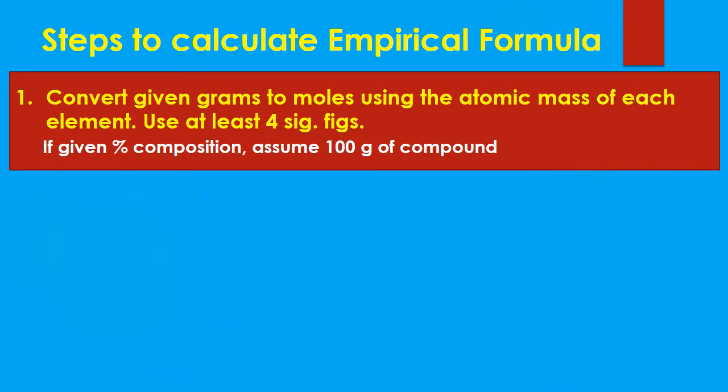So how do we calculate the empirical formula? First, we need to know the mass. And then we convert our mass into moles. And how do we do that? By dividing by the atomic mass of each element.